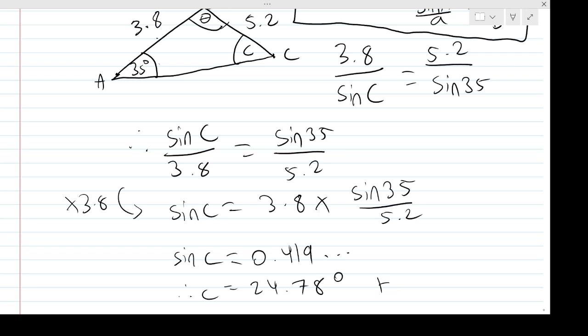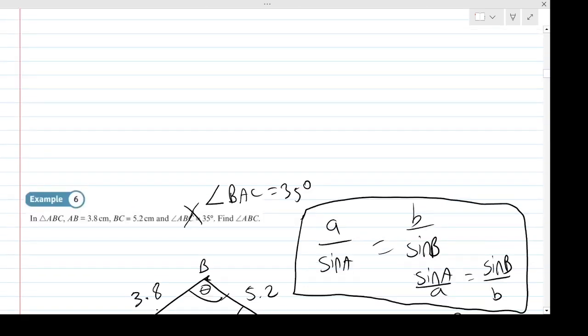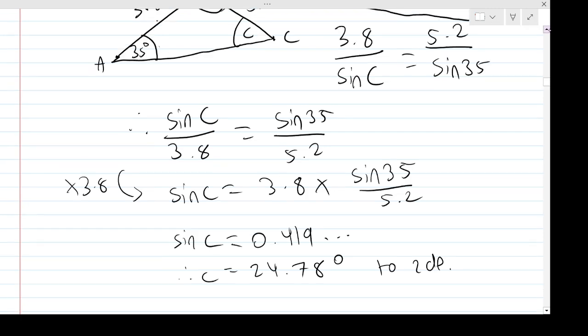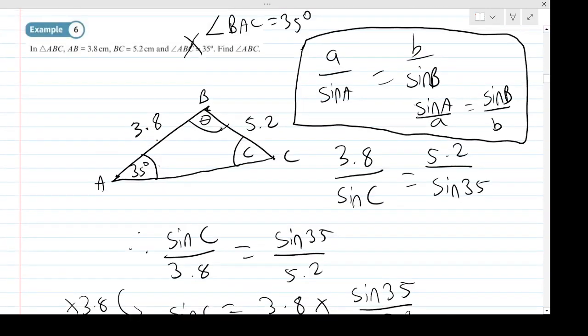24.78 and some other decimal degrees. Right, I'd say that to 2 decimal places. It doesn't tell me to round it to anything, no. But that's the angle C. Remember, I want to find this angle theta. That's the angle ABC. So I'm not done yet.